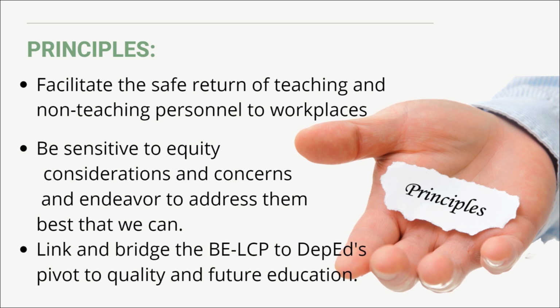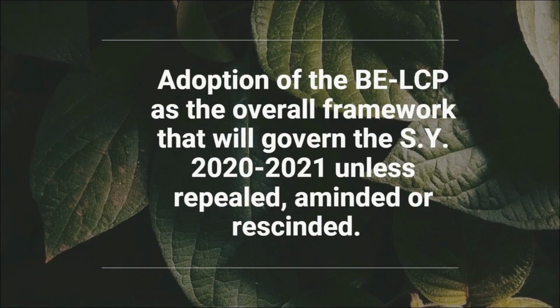So this could be a challenge, but this could also be an opportunity for us to improve the quality of education and to raise the bar of quality of education here in our country. So the adoption of the Basic Education Learning Continuity Plan as the overall framework that will govern the school year 2020-2021 unless repealed, amended, or rescinded. So basically, the BELCP will be the overall framework that will govern our school year 2020 and 2021 unless there will be major changes, issued using DepEd orders.